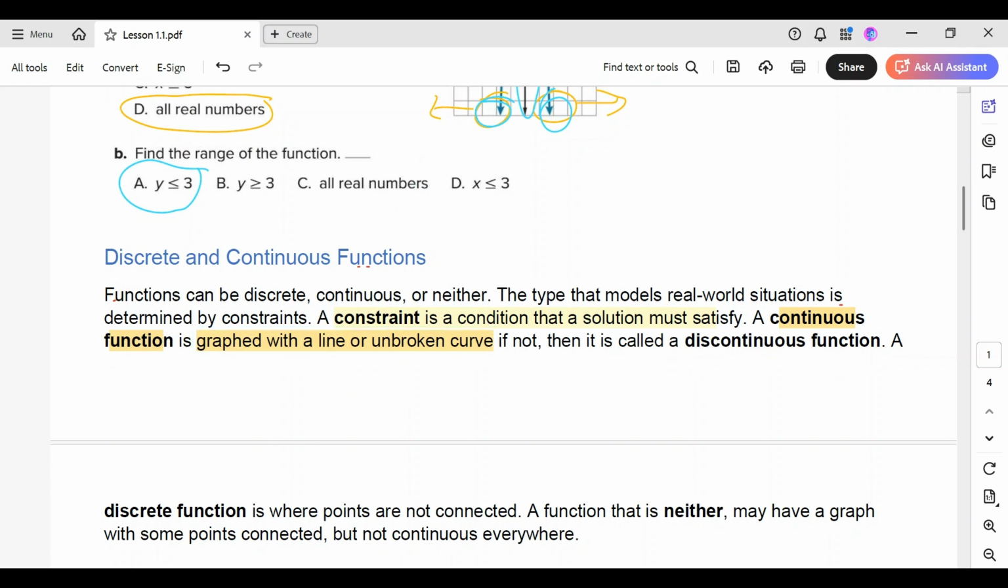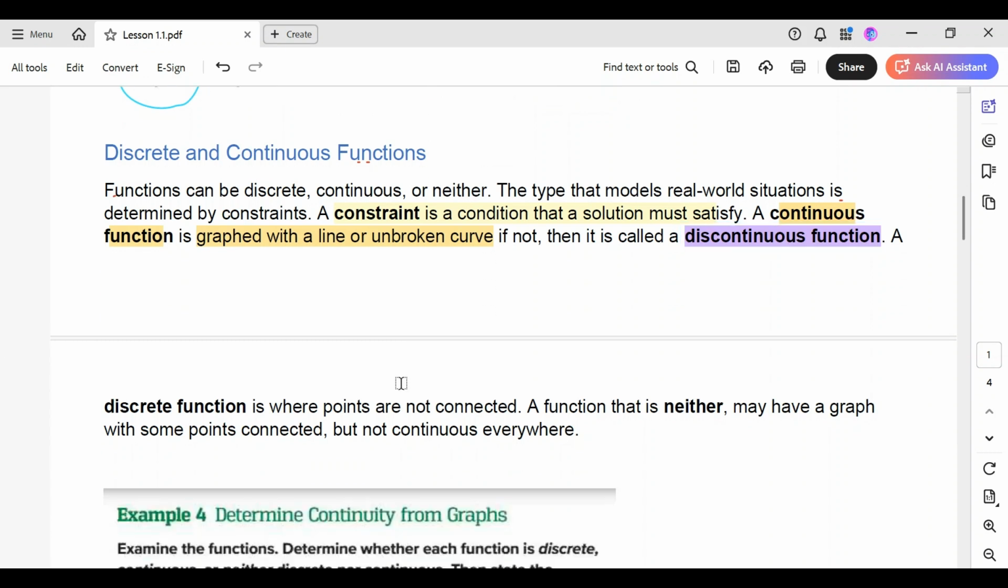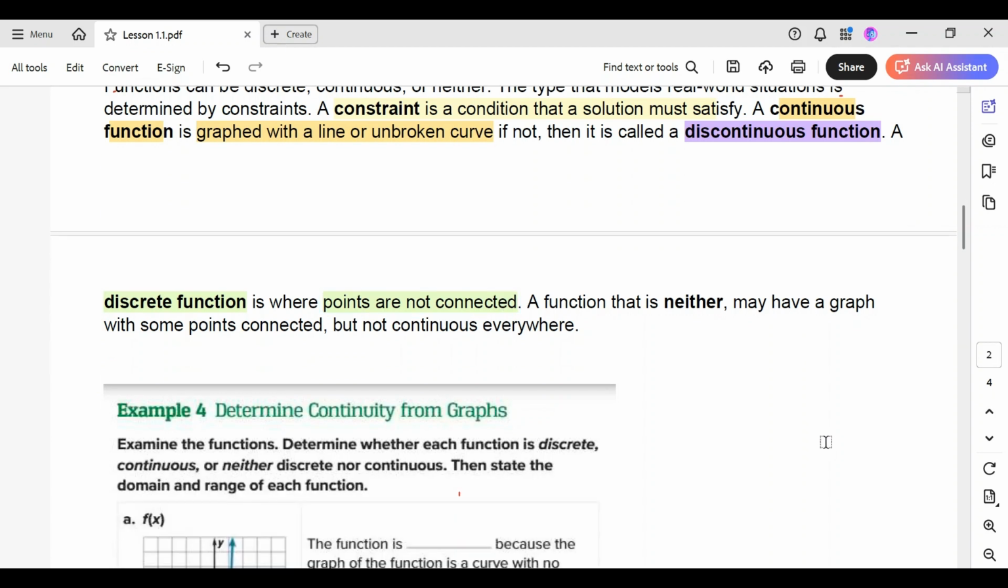Then we have a discontinuous function, which means there's a break in your graph. After discontinuous function, we have what we call discrete functions. It's where the points are not connected. So then again, discontinuous, there is breaks in the graph. Discrete is there's no points connected. Neither means that some points are connected, but not continuous everywhere.